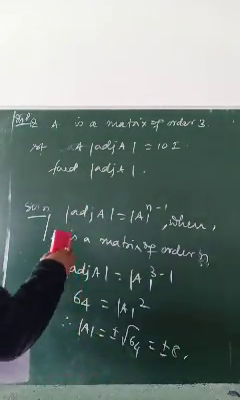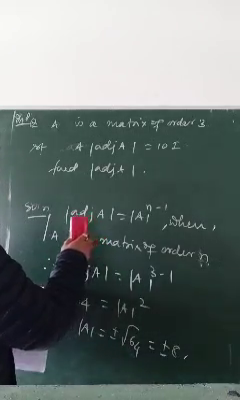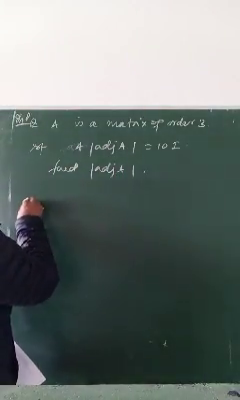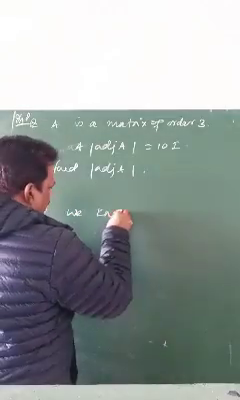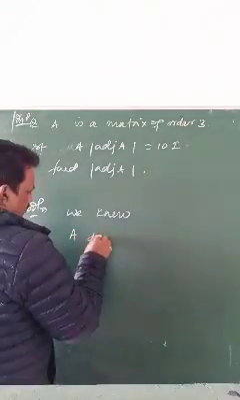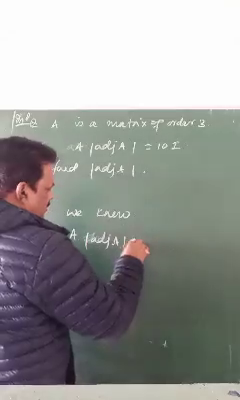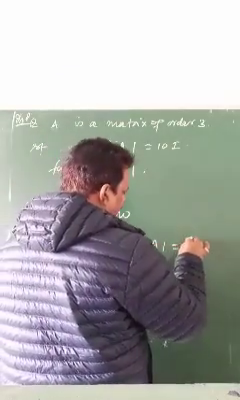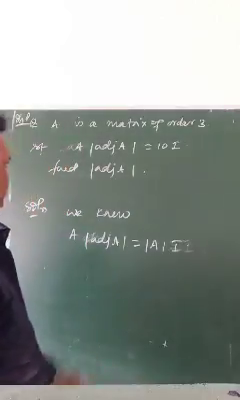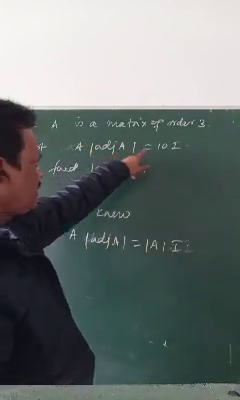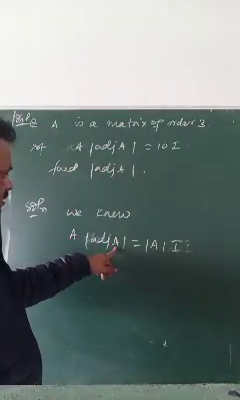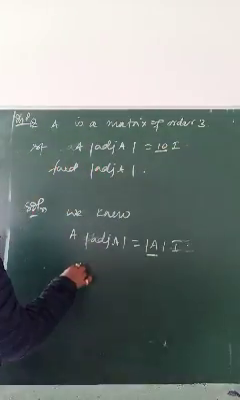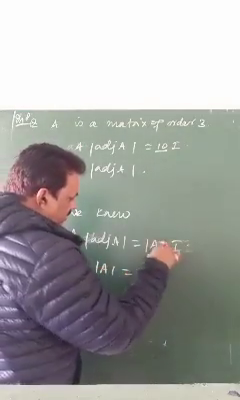So how will you write? We know A times adjoint of A equals determinant of A times I. If we compare here, A times adjoint of A is given as 10I. The formula is A times adjoint of A equals determinant of A times I. That means in place of this, what are you getting? 10. Therefore, determinant of A equals 10.